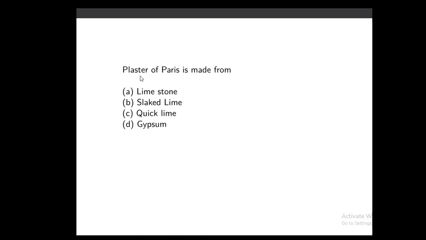So here first question, plaster of Paris is made from. Plaster of Paris is made from limestone, slaked lime, quicklime or gypsum. So it is gypsum. Gypsum is the chemical which is also used in the manufacturing of cement also. Okay. So plaster of Paris is made from gypsum.